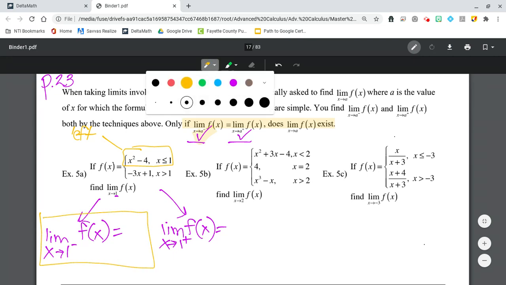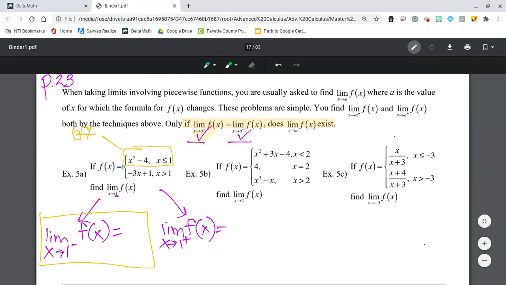The second line applies, negative 3x plus 1 applies if the values that you substitute in for x are greater than 1. Well, the numbers that are greater than 1 are on the right side of 1. So this second line is what I'm going to use to find the right-hand limit. I'm going to put a blue box around that one.